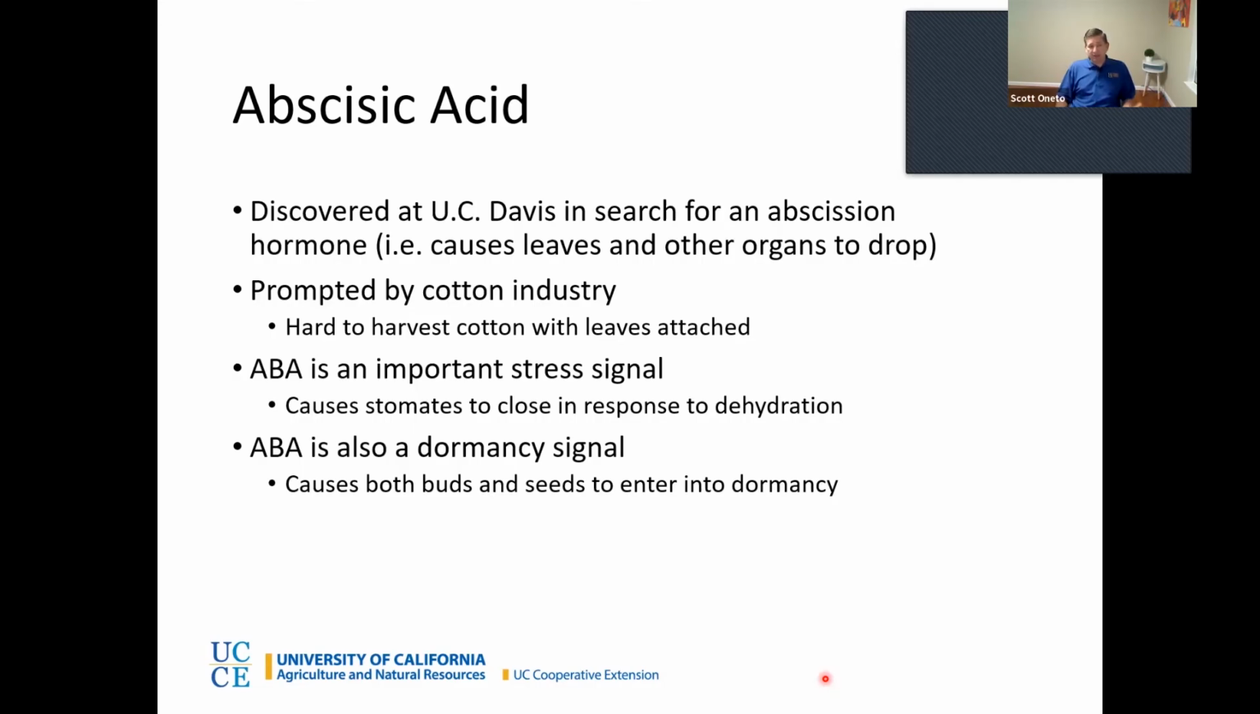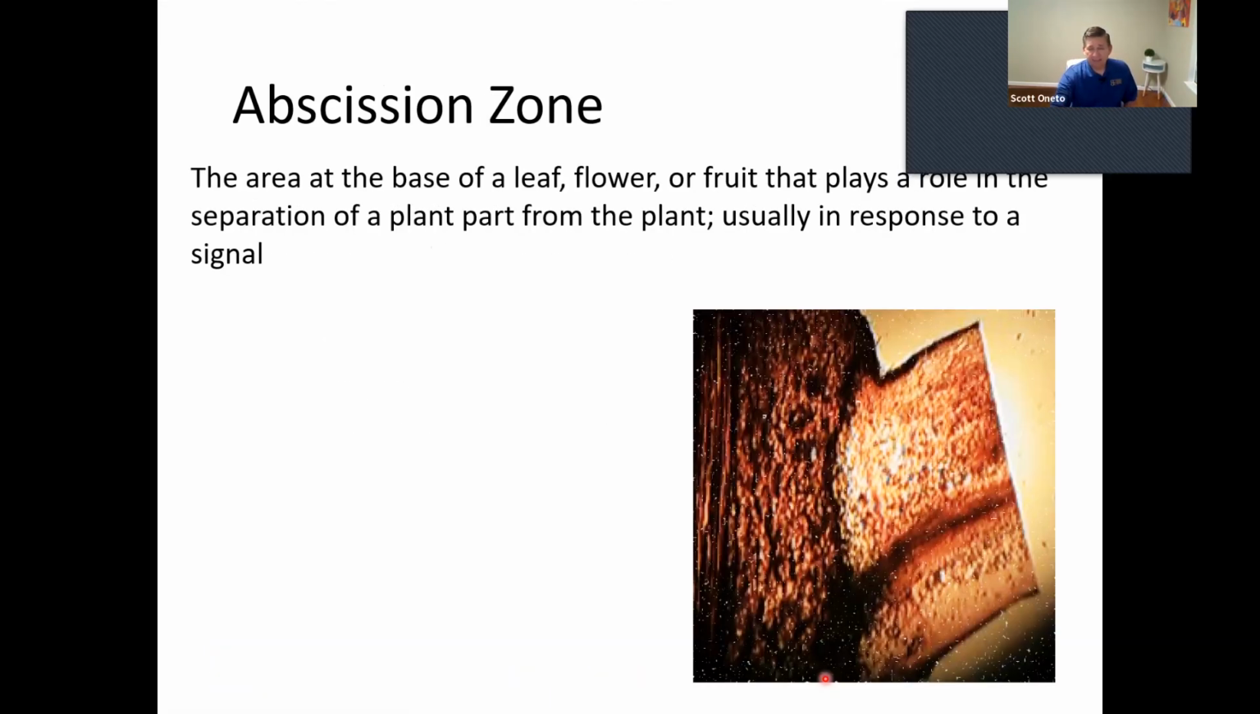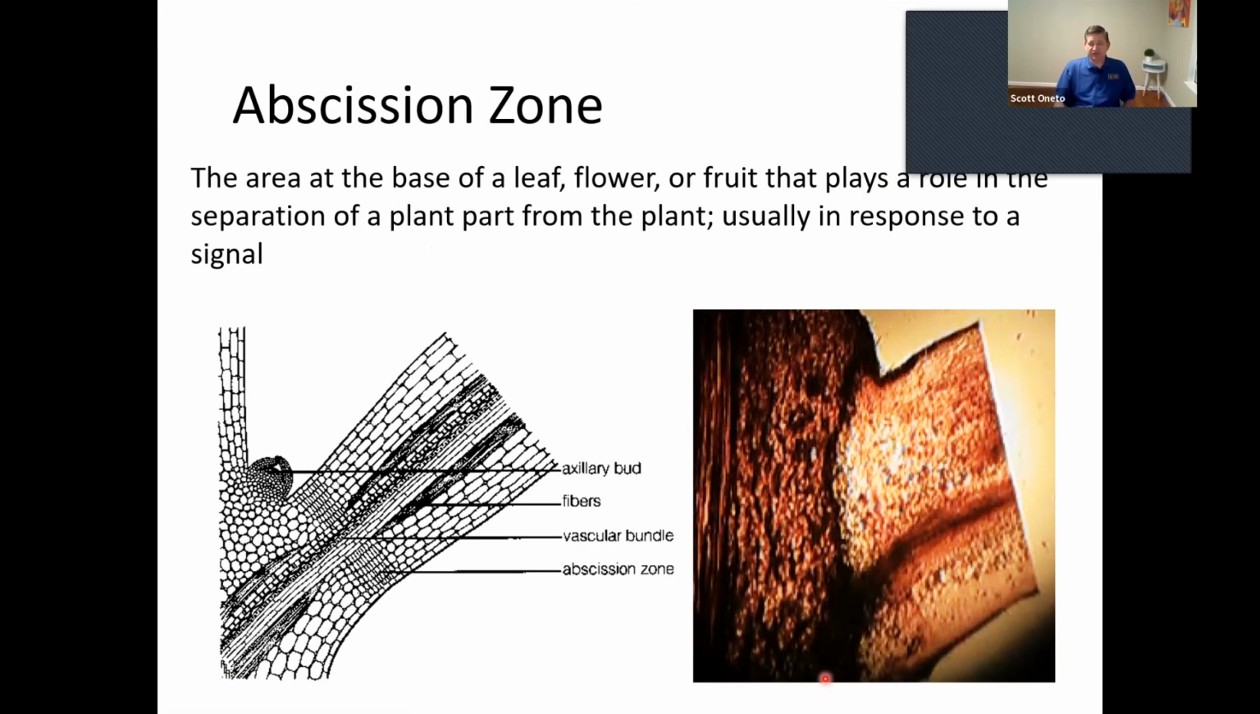And it's extremely important as a stress signal for plants that are stressed. We talked about stomates, and abscisic acid is really important for causing those stomates to close in response to stress. So here is a picture of the Abscission Zone. This is just to show where a leaf is attaching to the stem. There's the little axillary or lateral bud. And then it's these specialized cells here that make up the Abscission Zone.